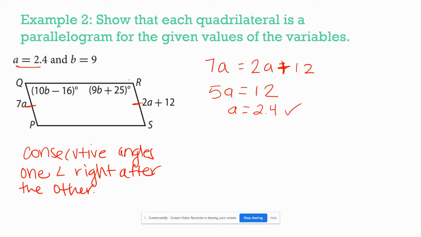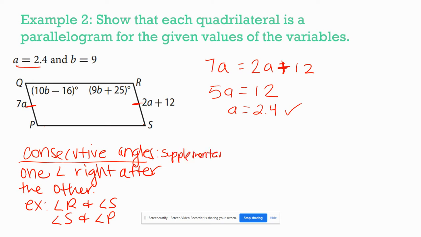For example, a consecutive angle here would be angle R and angle S. Those are right next to each other. Another example would be angle S and angle P. Those are right next to each other. And another consecutive angle would be what we have here, angle R and angle Q, which is going to help me in solving. The thing that I need to know about consecutive angles is that they are supplementary angles.